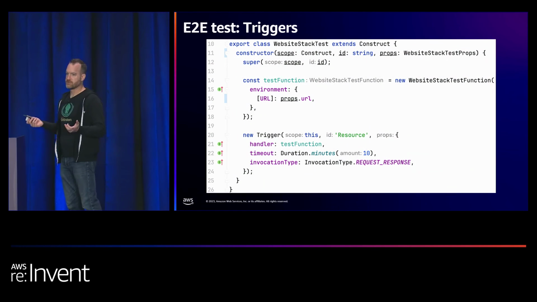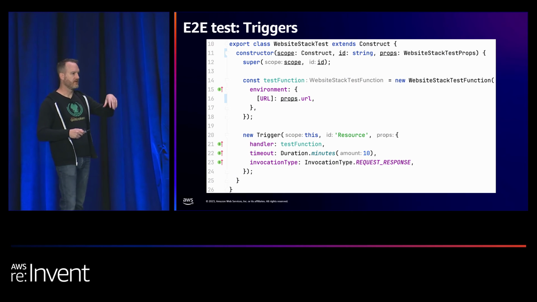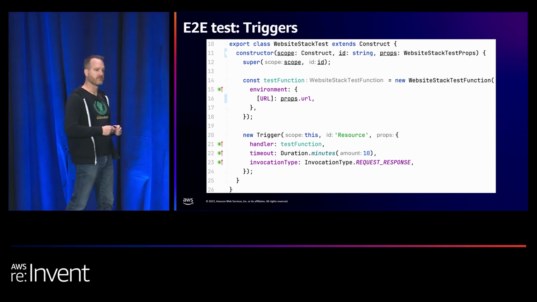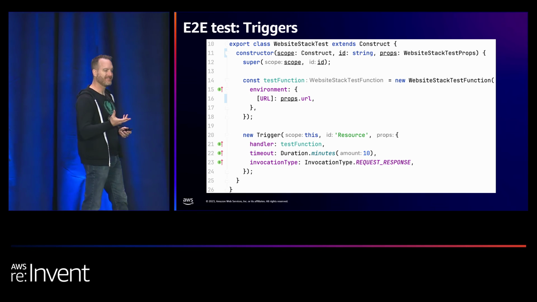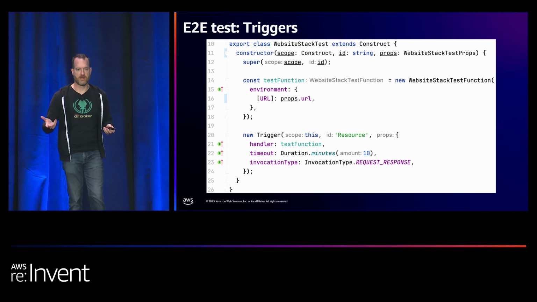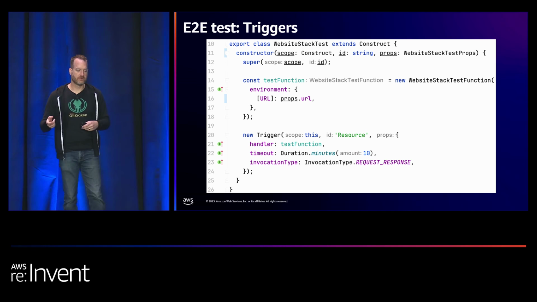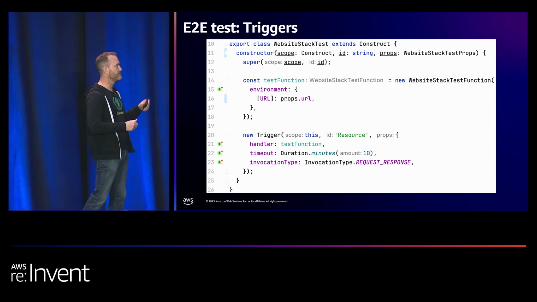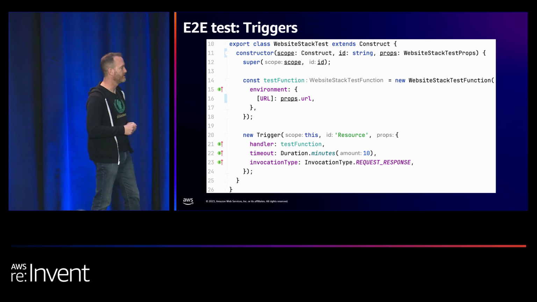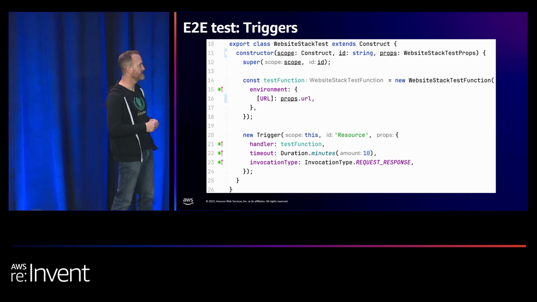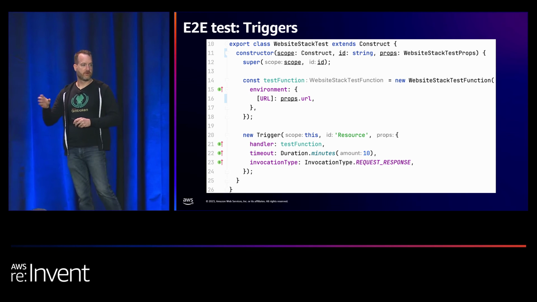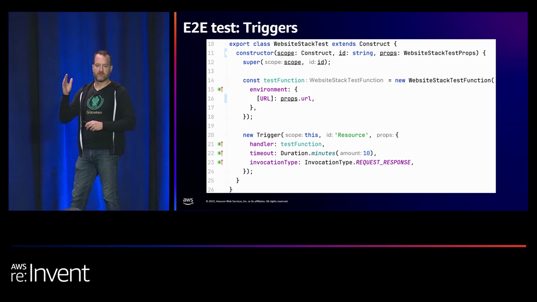So the triggers module is very simple. We'll start from the end and work backwards. On line 28 at the bottom, I create this trigger construct. Behind the scenes, this is a custom resource within CloudFormation, and a custom resource is just your ad hoc, do-whatever-I-want sort of thing. It's going to call the Lambda function that I have defined on line 14. If that function fails for whatever reason, then it's considered a failed test.